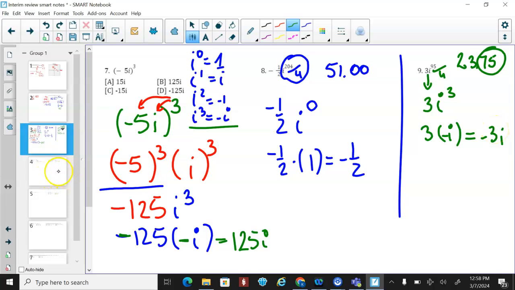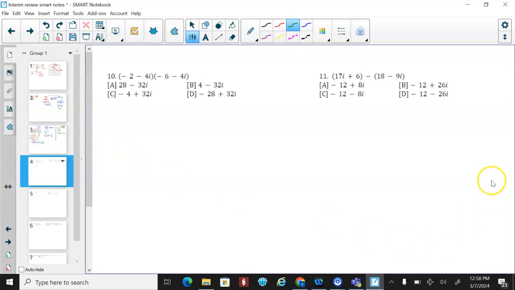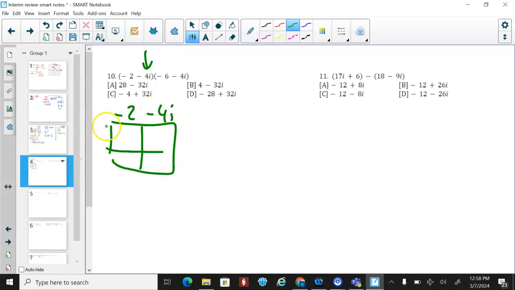Again, positive, you need to write it down. All right, question 10. Simply a box method here. So I'm going to do a box method right here. I got negative 2, I got negative 4i, I got negative 6, and I got negative 4i. So again, you're multiplying it.